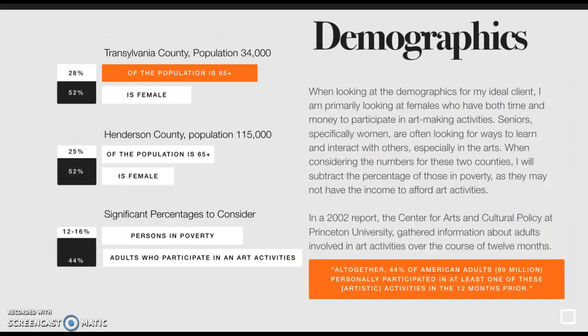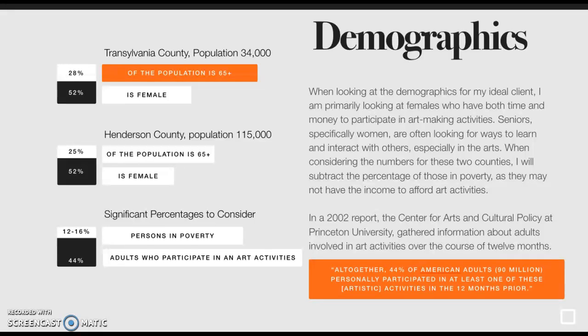Next up, we have demographics. When looking at the demographics for my ideal client, I'm primarily looking at females. They have both time and money to participate in these kinds of activities, art classes, and I would say seniors, and specifically females, are looking for ways to learn and interact with others, especially in the arts. When considering the numbers for these two counties, Transylvania and Henderson County, I'll subtract the percentage of those in poverty, as they may not have the income to afford the activities.